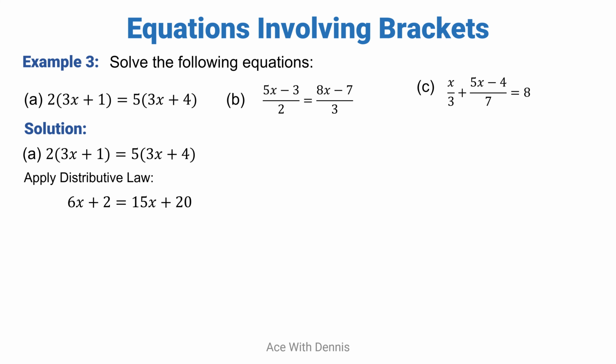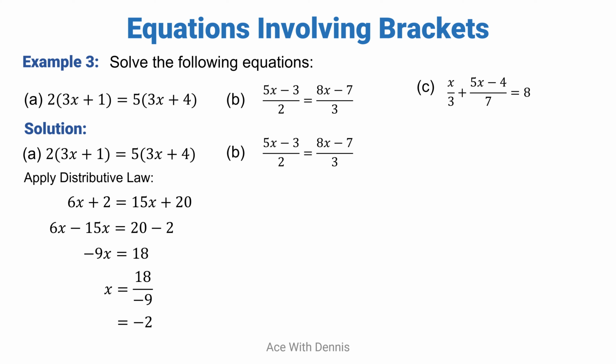Now, I want to solve this equation. I move the 15x to the left hand side and the 2 to the right hand side. So it becomes 6x minus 15x equals 20 minus 2, which is negative 9x equals 18, and x equals 18 over negative 9, which is negative 2.